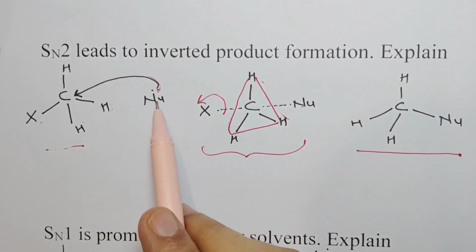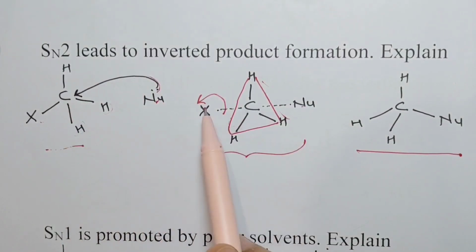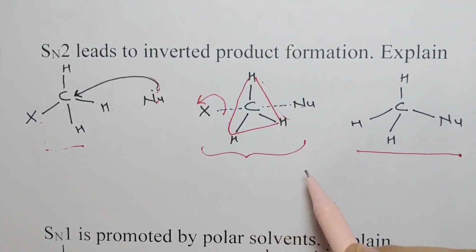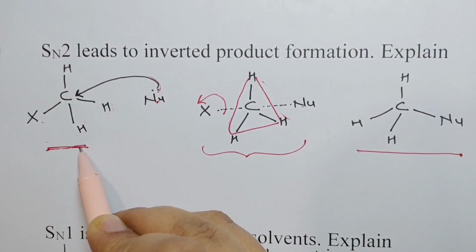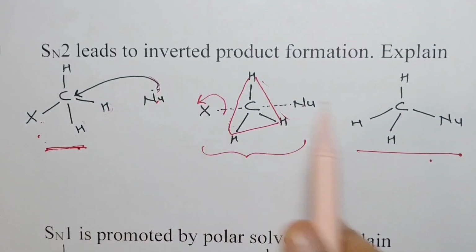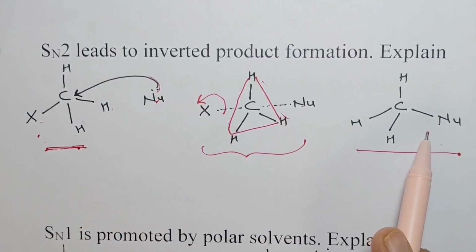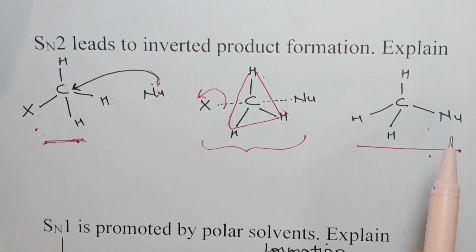Since the nucleophile is attacking from the opposite side, there is inversion. If you compare the reactant configuration and this product, you will see that there is inversion of configuration. Okay, moving on to the next question.